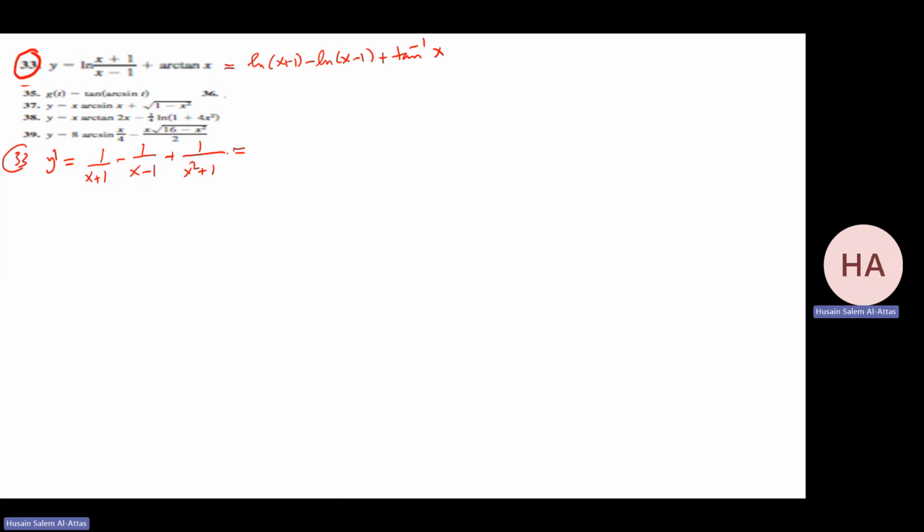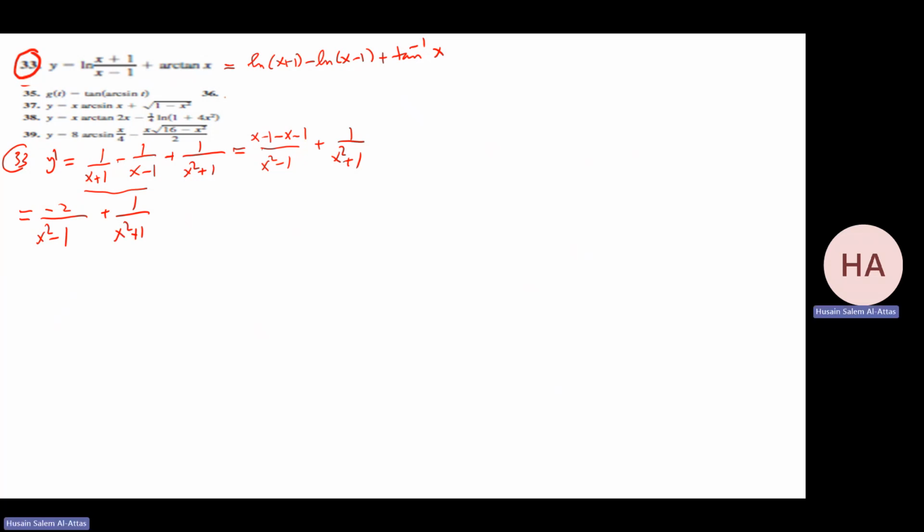I can simplify this one. That will be what? Over x squared minus 1. I have x minus 1 minus x minus 1 plus 1 over x squared plus 1. And that will be what? Minus 2 over x squared minus 1 plus 1 over x squared plus 1.